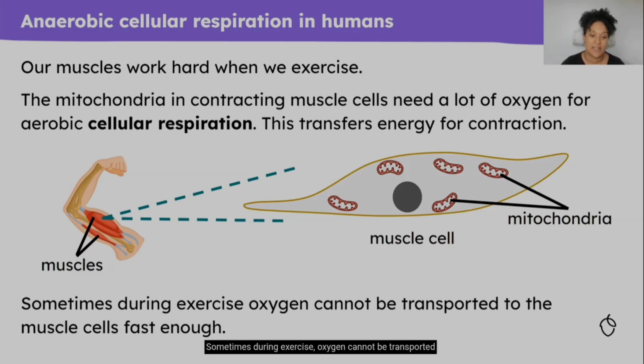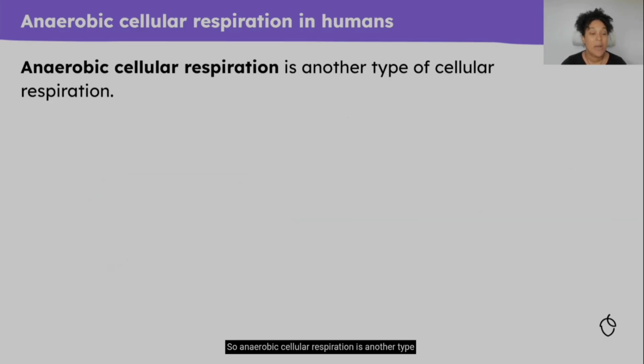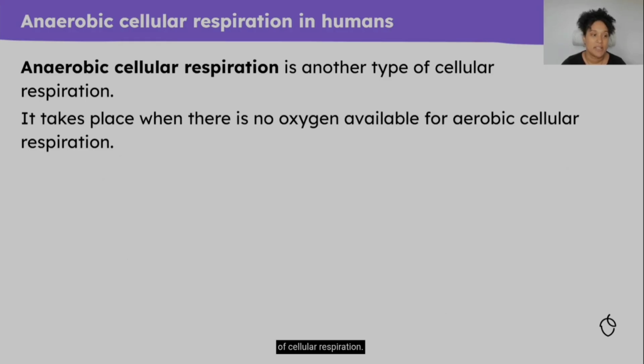Sometimes during exercise, oxygen cannot be transported to the muscle cells fast enough for aerobic cellular respiration to occur, so a different process happens instead. This is called anaerobic cellular respiration. So anaerobic cellular respiration is another type of cellular respiration. It takes place when there is no oxygen available or not enough oxygen available for aerobic cellular respiration to occur.